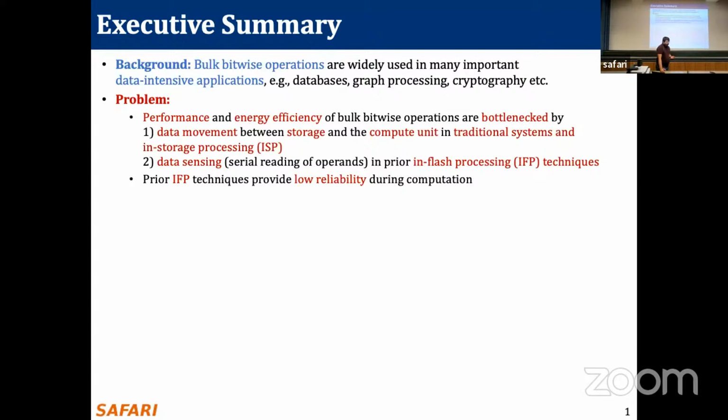And in some of the recent in-flash processing techniques, serial data sensing is one of the key bottlenecks affecting the performance and energy efficiency of bulk bitwise operations. And also, prior in-flash processing techniques provide very low reliability during computation because they can't leverage the ECC and data randomization techniques that NAND flash memory or flash devices typically use.